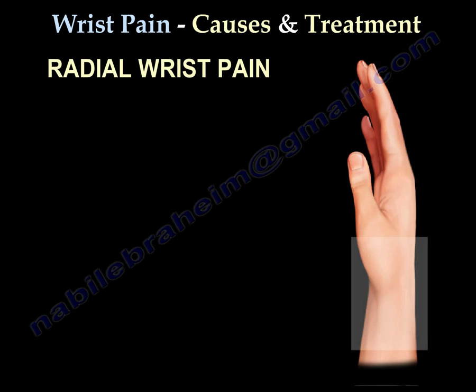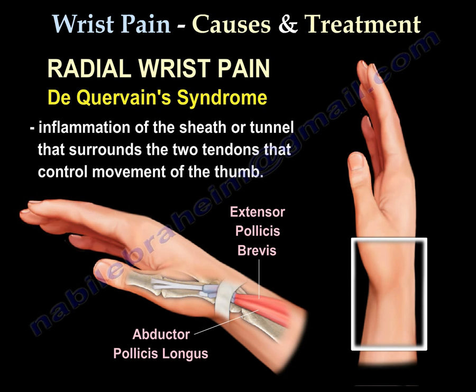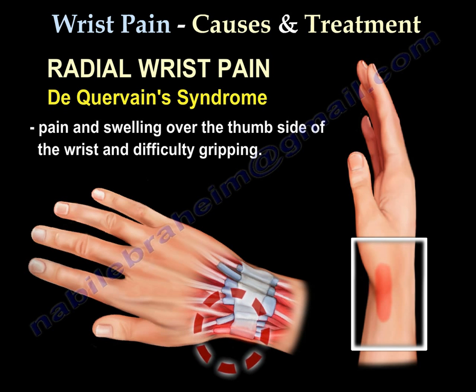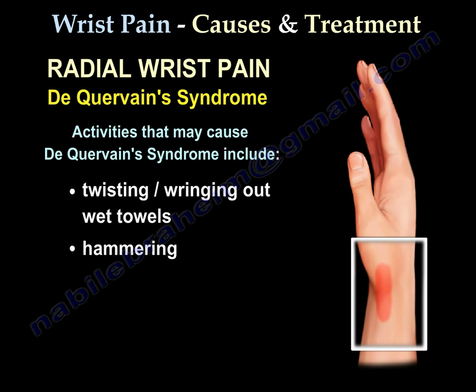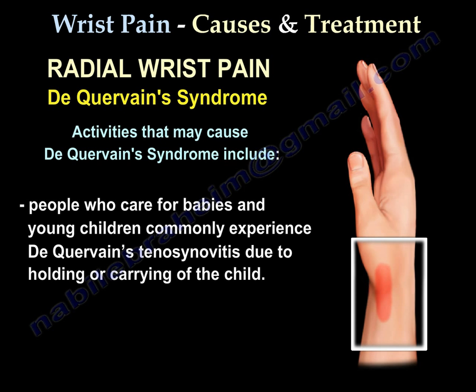Radial wrist pain. De Quervain syndrome occurs due to inflammation of the tendons of the abductor pollicis longus and the extensor pollicis brevis. It causes pain and swelling over the thumb side of the wrist and difficulty in gripping. Many activities can lead to De Quervain syndrome, including twisting, hammering, skiing, lifting heavy objects. People who care for babies and young children commonly experience De Quervain tenosynovitis due to holding or carrying the child.